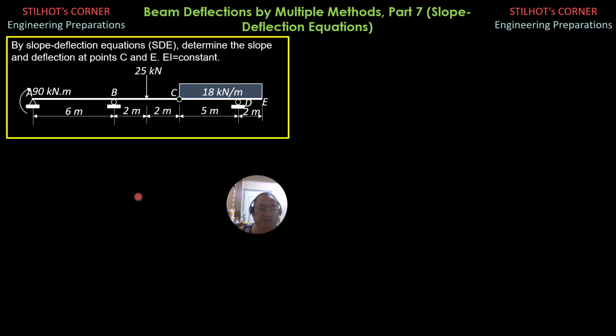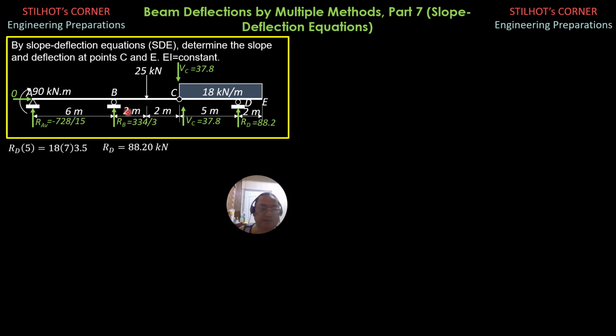EI is constant. So first, let's solve for the reaction at D, considering CDE. RD times 5, summation of moment at C, equals 18 times 7 times 3.5. So RD is 88.20 kilonewtons. I wanted to verify the rest of the internal and external support reactions as shown and the values.